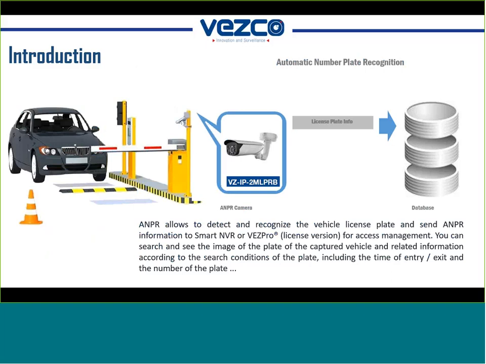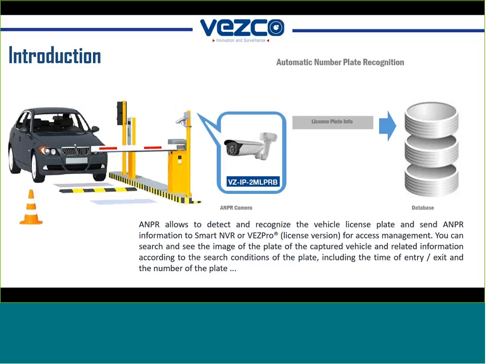So let's begin. As to an introduction, here we have a basic picture of a car entering through gates where we have installed an ANPR camera, and this camera will then put that information into a database. So basically describing what is automatic number plate recognition. Automatic number plate recognition allows you to detect and recognize the vehicle's license plate and send ANPR information to the Smart NVR or VEZPro using the free version or the licensed version for your access management. You can search and see the image of the plate of the captured vehicle and related information according to the search conditions of the plate, including time of entry, exit, and the number of the plate.